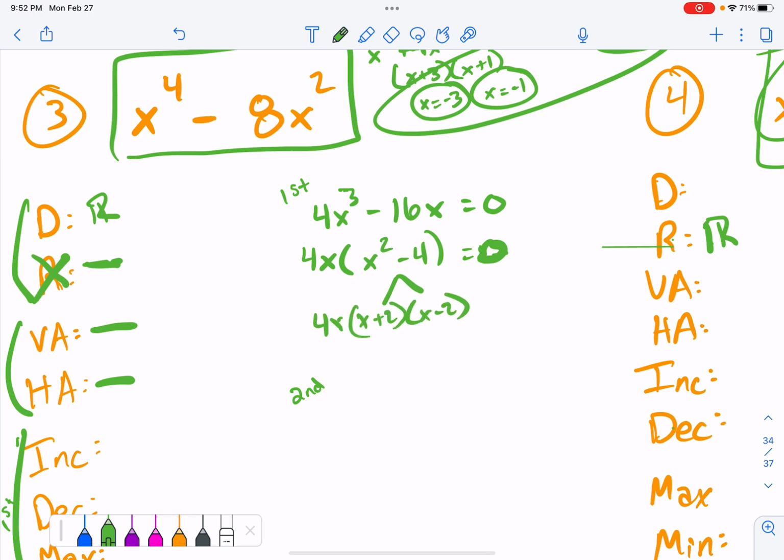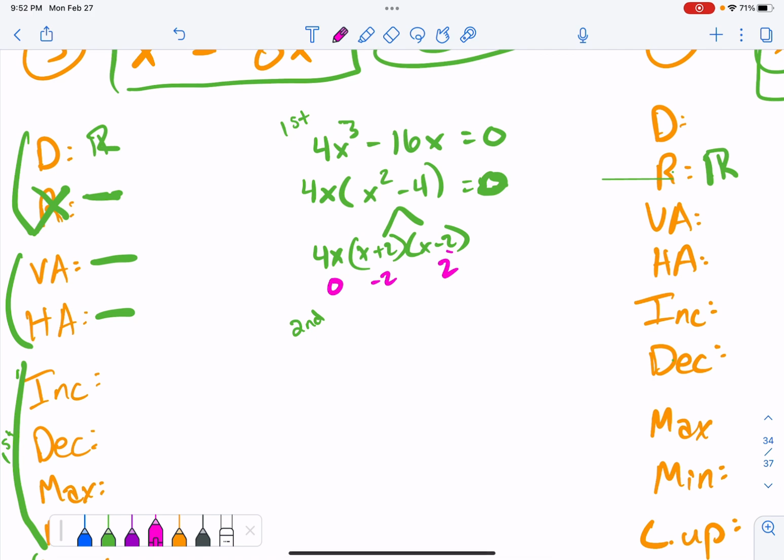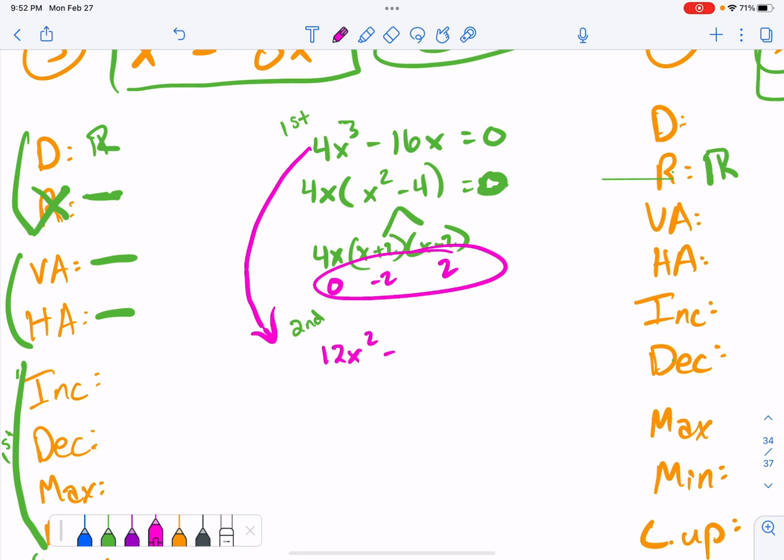Okay, so I got 4x and x plus 2, x minus 2. So if I set this guy equal to 0, this guy is 0. If I set this guy equal to 0, that's negative 2, and this one's positive 2. Holy crap. There's 3 critical numbers. Those are 3 possible maxes and mins. Yikes. All right, second derivative is 12x squared minus 16.